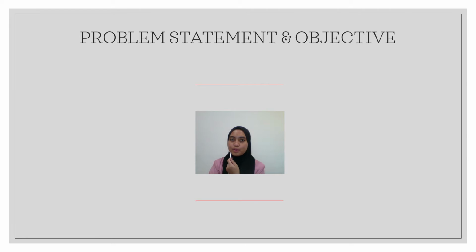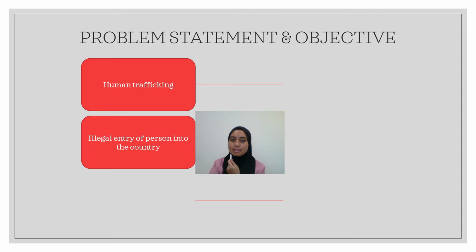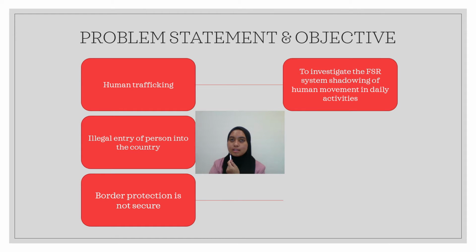Moving on to my problem statement and objective. My first problem statement is human trafficking, followed by illegal entry of person into the country, and border protection is not secure. As you all know, there's a lot of incidents involving human trafficking and intruders crossing Malaysia's border. For example, incidents that happened in Lahad Datu and the Malaysia-Thai border.